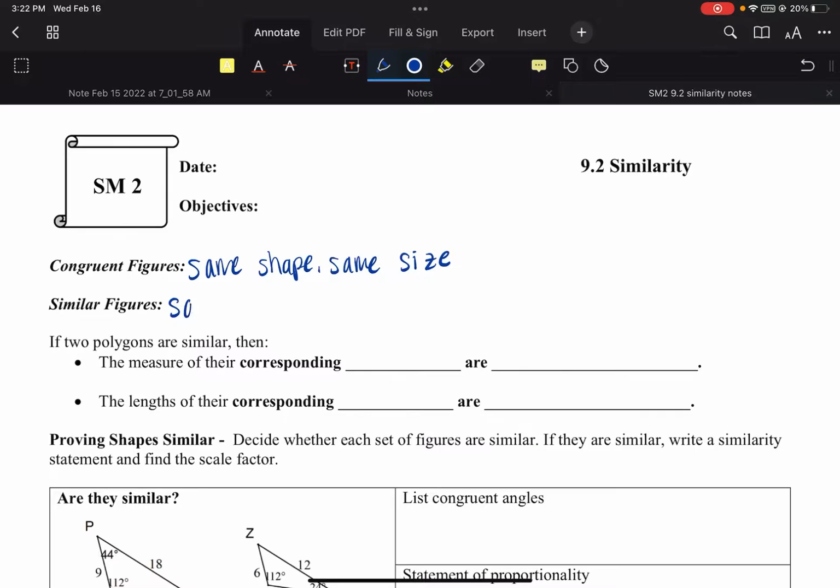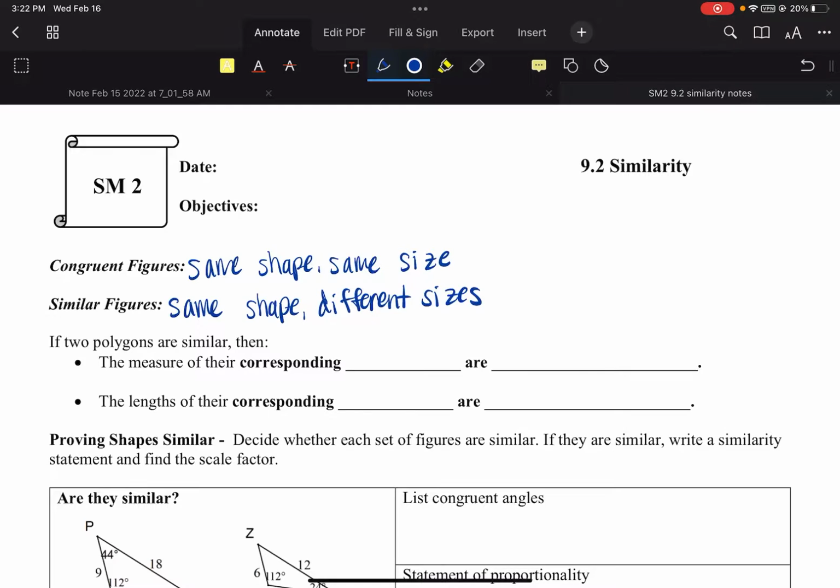Similar figures have the same shape, but they're different sizes. So that might look like two triangles that look exactly the same. One's just like a shrunken down version of the other. Or two squares that are essentially the same, but one's a little bit bigger than the other.